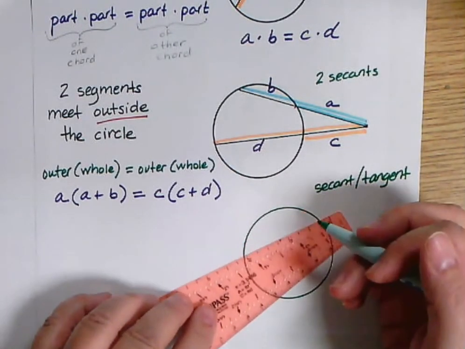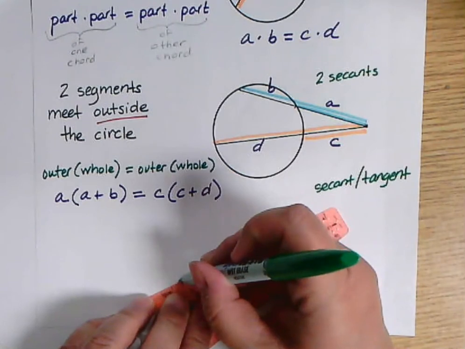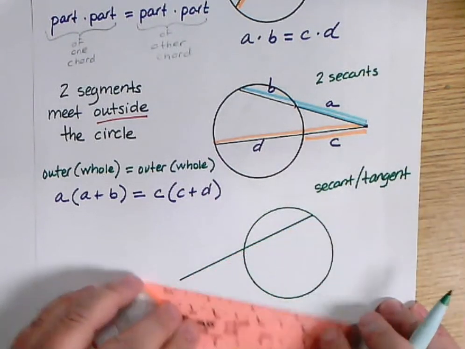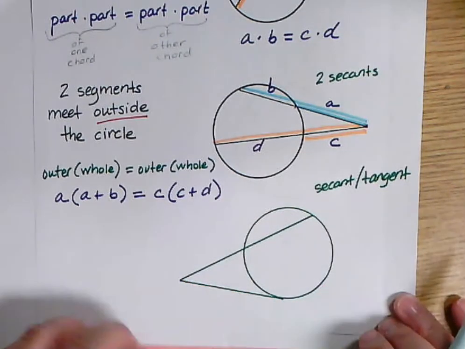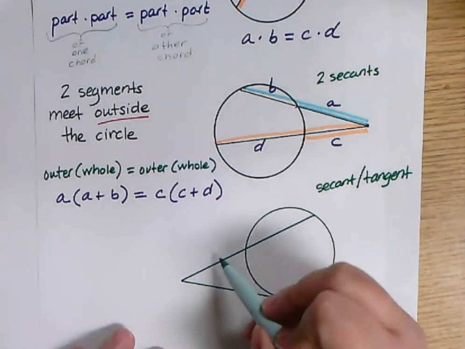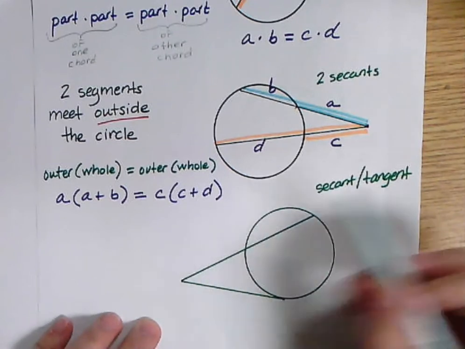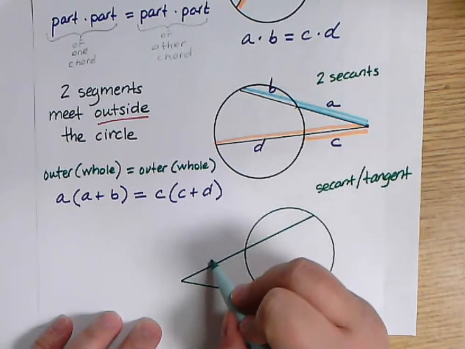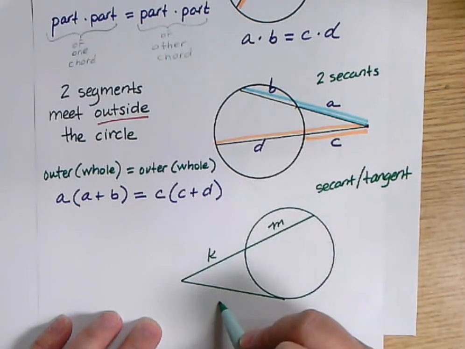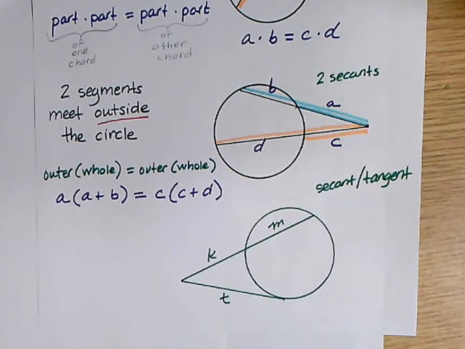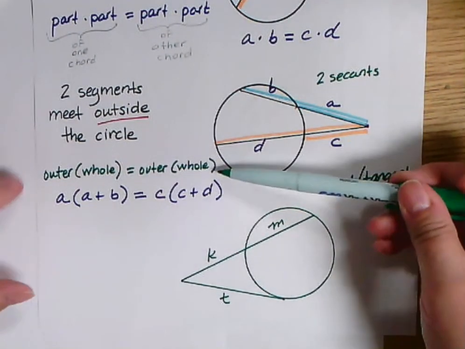Okay, let's say I've got a secant and a tangent. All right. And here I only have 3 pieces, so let's call them K, M, and I don't really want to use N. I don't know why. Let's use T.